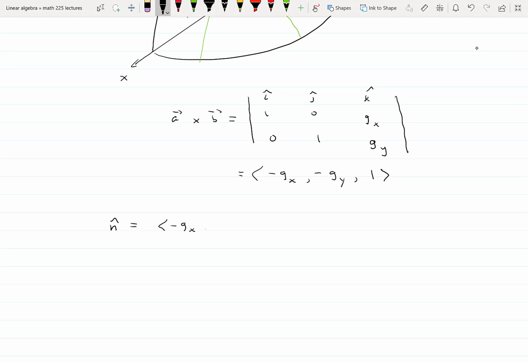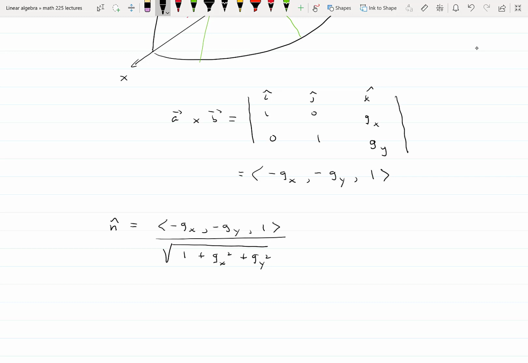So I'm going to get minus gx, minus gy, 1, times 1 over the length of the same vector, which is the square root of 1 plus gx squared plus gy squared. Kind of a similar expression here in the denominator.